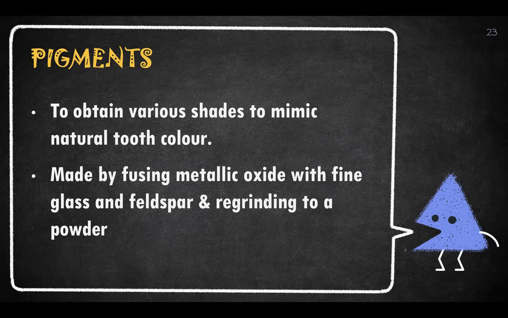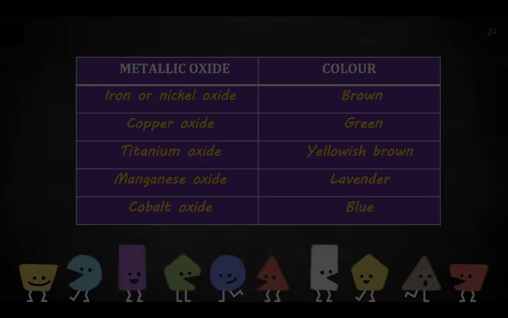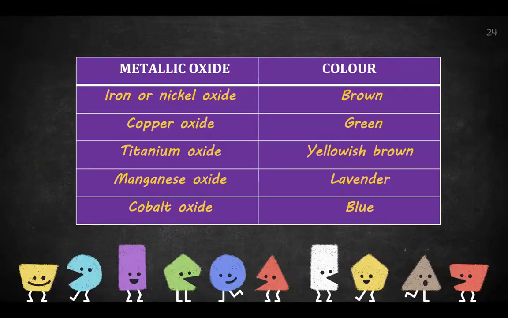So the metal oxides are either present in the basic paste only, or they can be added superficially also to mimic natural tooth color. And what are the common metal oxides used? Iron, nickel oxide, copper oxide, titanium oxide, cobalt oxide.